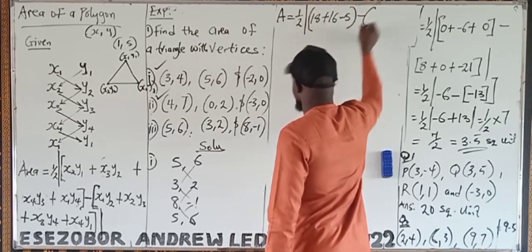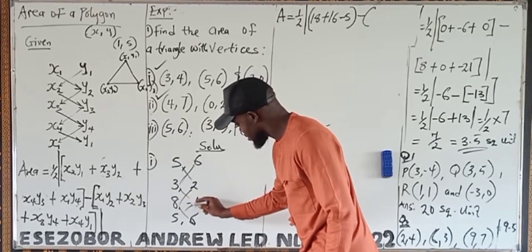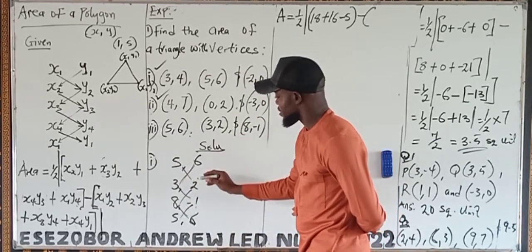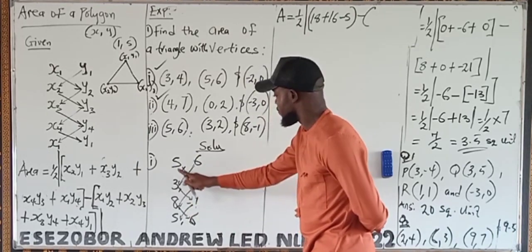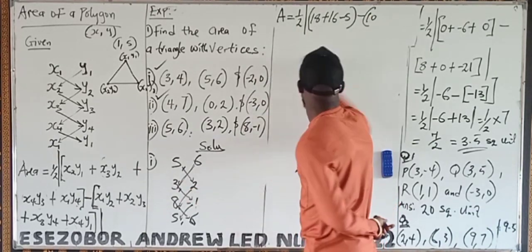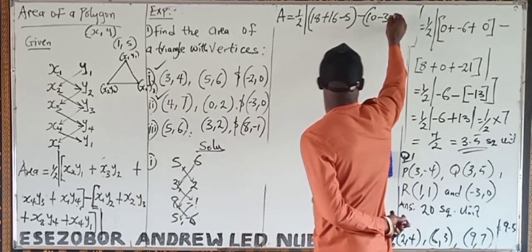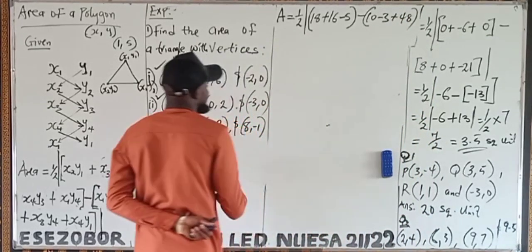Then minus, then we'll go to this other side. So I'm going to do 5 times 2, that's going to give us 10. 3 times minus 1, that's going to give us minus 3. 8 times 6 is 48. That's what we have.